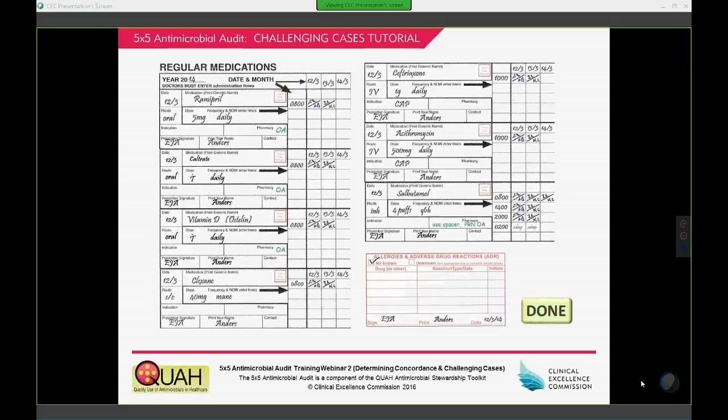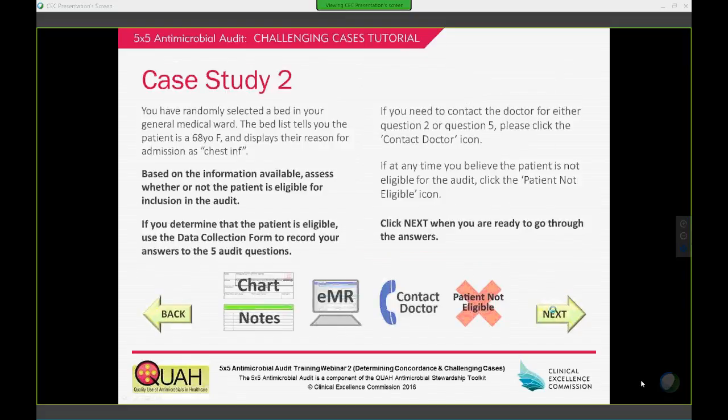The choice of therapy is not concordant with guidelines, and from what I've read, there's no documented reason for diverging from the guidelines either, which means question 4 is no as well. And that leads us to question 5. That asks if we have contacted the doctor or medical team responsible for the patient with a view to recommending guideline concordant therapy. And in this situation, I would say I probably would, so I'm going to say yes to that question.